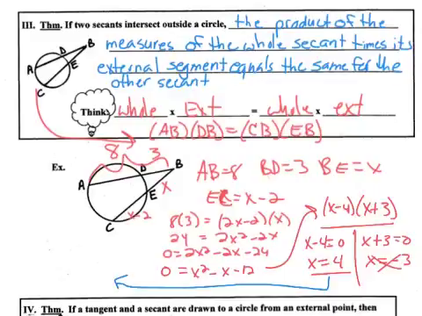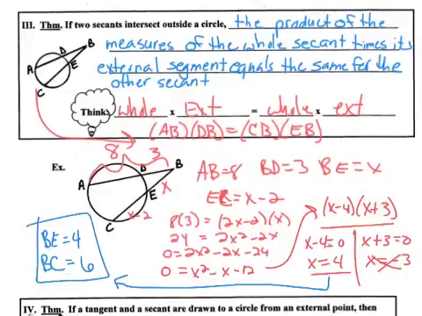And that means that x is 4, BE is 4, and then we want to find BC. BC is 4 plus 4 minus 2, so BC is going to be 6, and there's your two answers. So sometimes you're going to have a second degree equation, but you should know how to solve a second degree equation, especially if it's factorable. That's pretty easy.